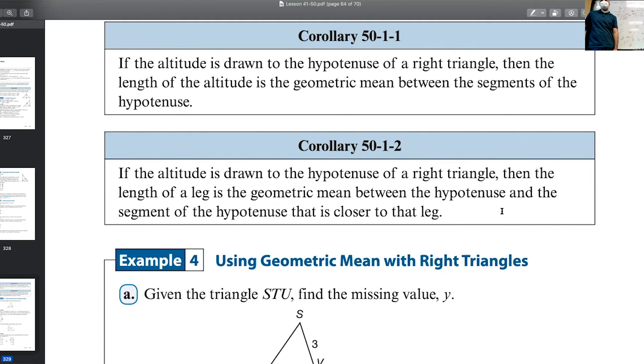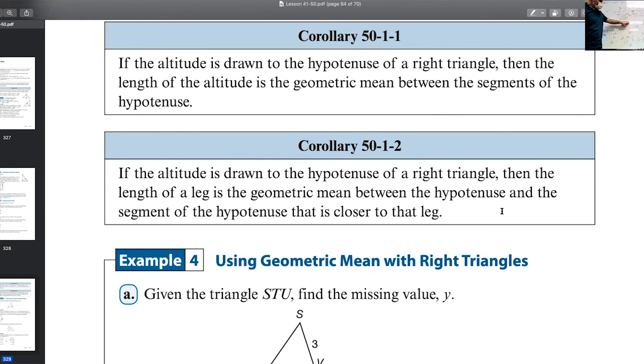That's kind of a confusing formula that you probably won't ever have to use, so don't stress about that. But that is a nice little shortcut. Those corollaries are taking the truth of this, and since they're proportional, they're similar triangles, you don't have to draw all the triangles separately and do all that. You could if you wanted to. You could just find the geometric mean of the two hypotenuse segments to find the length of the altitude. Or you can find the length of that leg by finding the geometric mean of the hypotenuse and the segment of the hypotenuse that is closest to that leg.